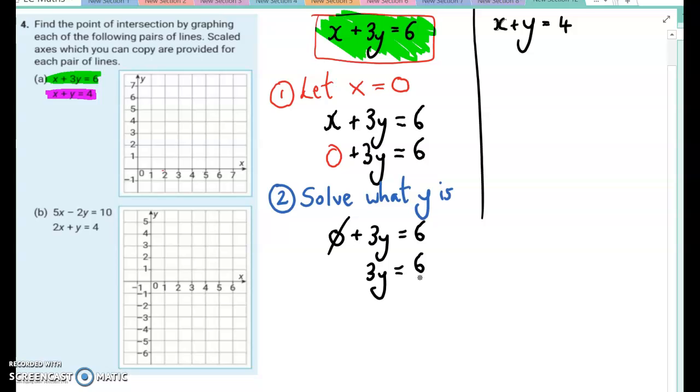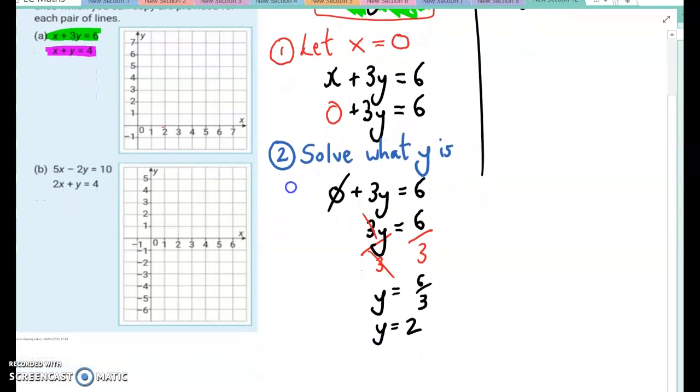Now, I'm looking for what y is. So I need to get y on its own. So I need to divide by 3, both sides. And why do I do that? Because by doing that, that 3 will cancel with that 3. And now y is on its own. And 6 divided by 3 is 2.